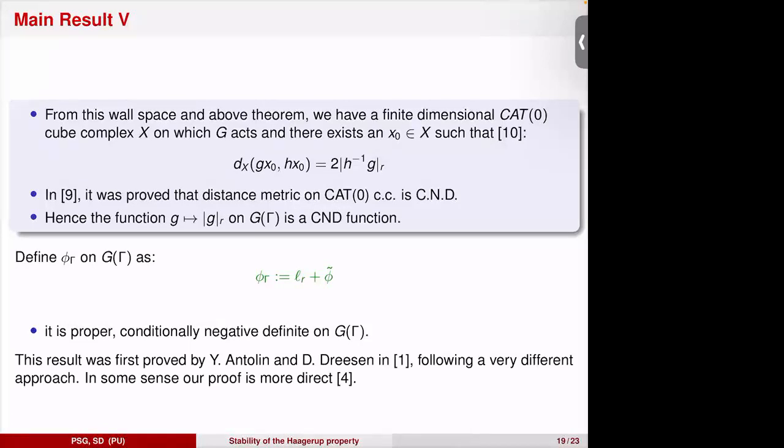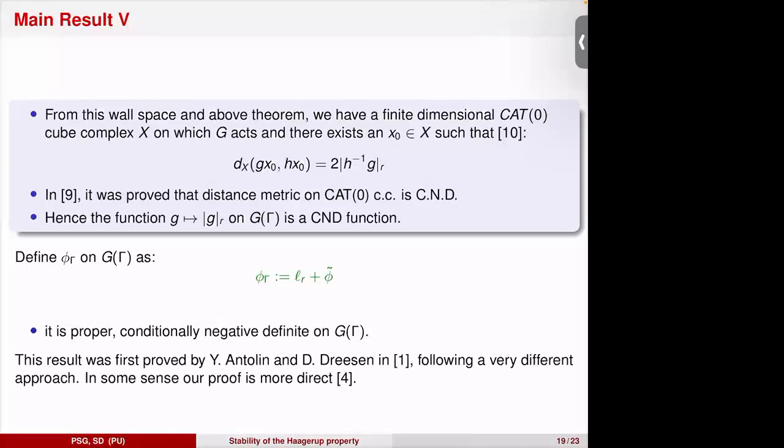So this relation says a lot about the reduced length function. It says that the reduced length function will imitate the properties of the metric of the cat0 cube complex. And Niblo and Reeves some time back proved that the metric on the cat0 cube complex is conditionally negative definite. Therefore, we have that this reduced length map on the graph product is a conditionally negative definite function.